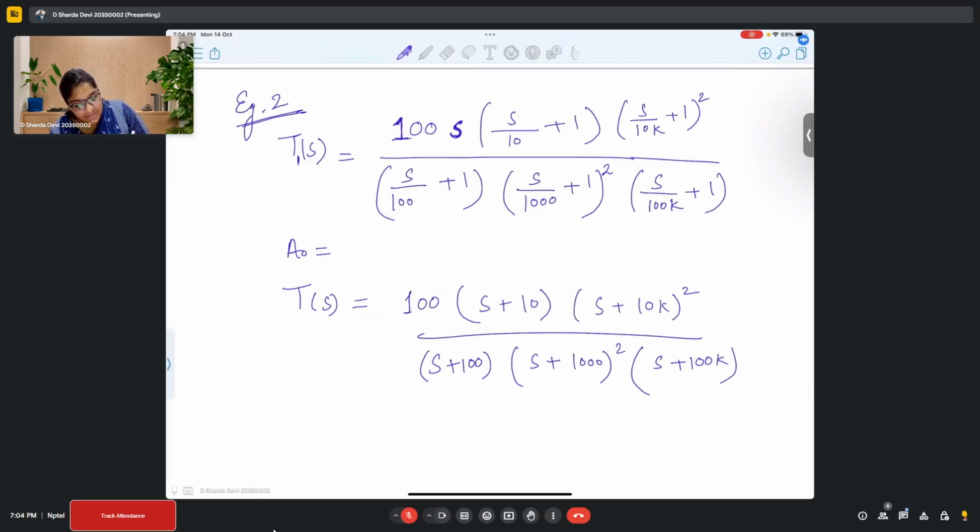Right, so I have this transfer function 1 and 2. So can you tell me, are transfer function 1 and 2 both same or different? So are T1 and T2 same or are they different? And if they are different, how are they different? Do we have this S as well in T2? Yes, the S is same.